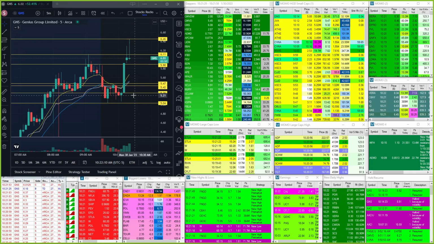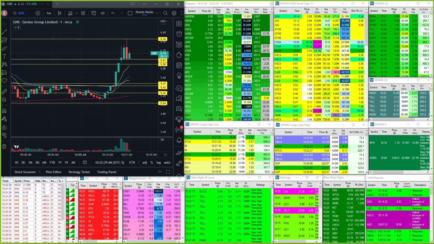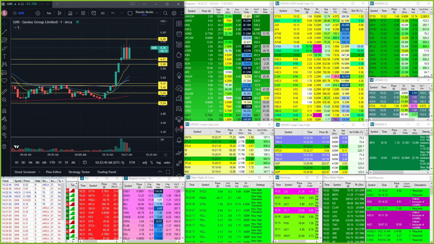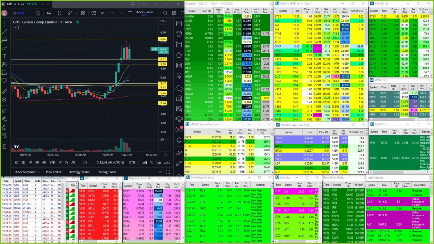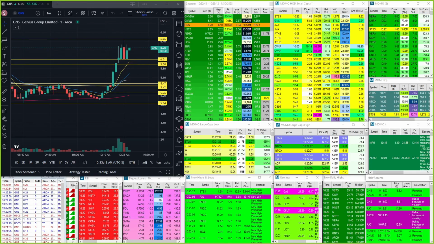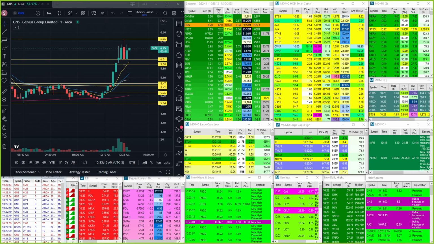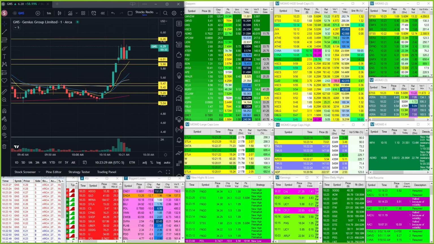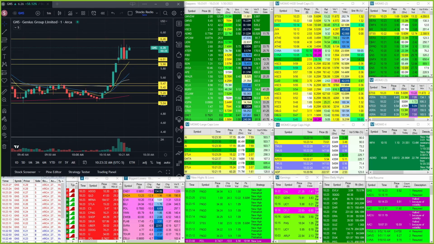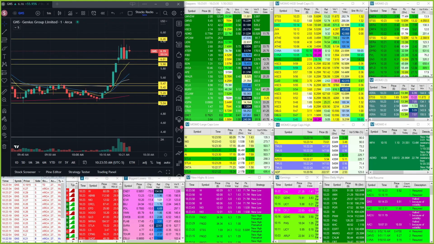HSCS is moving, 2.15, watching HSCS and watching GNS. I like the volume so far. Long GNS, I got filled more size than what I want. Scaling out. Target now is close to 6.46, the half of the day, or maybe 6.50. I'm still holding. Maybe under 6.20, I'll stop out, leaving it for now.